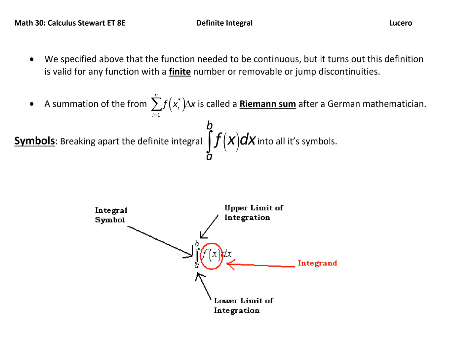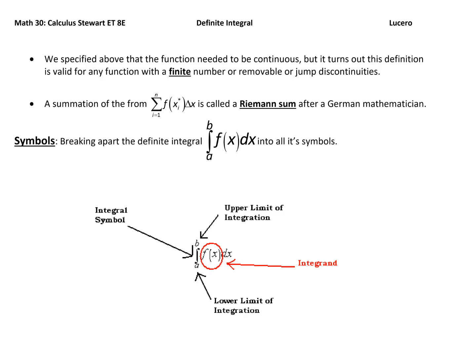We specified that the function needed to actually be continuous, but it turns out that this integral and this limit definition of the sum, the limit of the sum, could actually have a finite number of removable or jump discontinuities, and we can still integrate it. Now, it goes a little beyond the scope of this course, but I always like to mention that here, that it is true that this definition of the integral expands beyond just continuous functions.